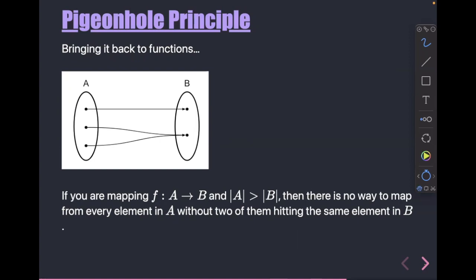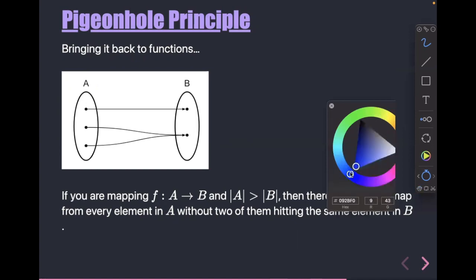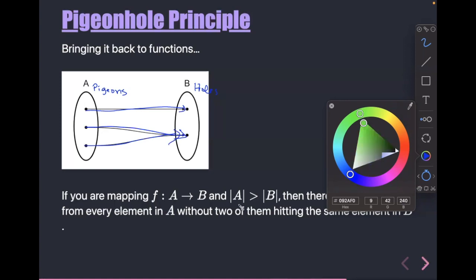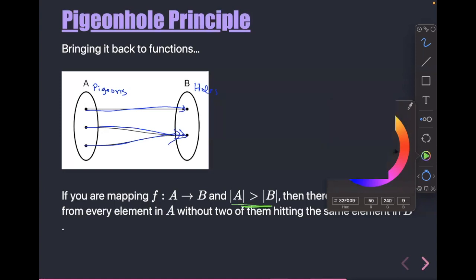Right? If these are my pigeons, very literally, you can think about A as the pigeons and B as the holes. Then you're going to have two pigeons sharing one hole. So the idea is that if the size of A is bigger than the size of B, then you're going to have two arrows pointing to the same thing from A to B. So that's an interesting mathematical implication of the pigeonhole principle.